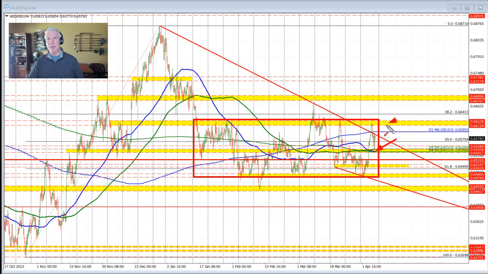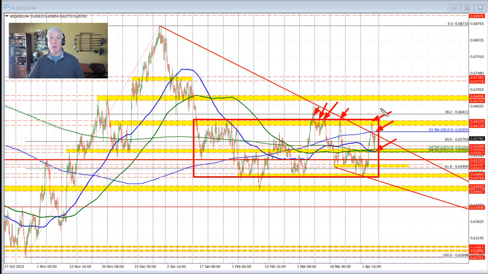On the top side, we have things like the 100-day moving average to get above, and then we have the high of the value area up at 0.6612 to 0.6624. If we get above that level and stay above that level, we couldn't do it here, we couldn't do it here. But if we are able to stay above that level, then buyers have the opportunity.